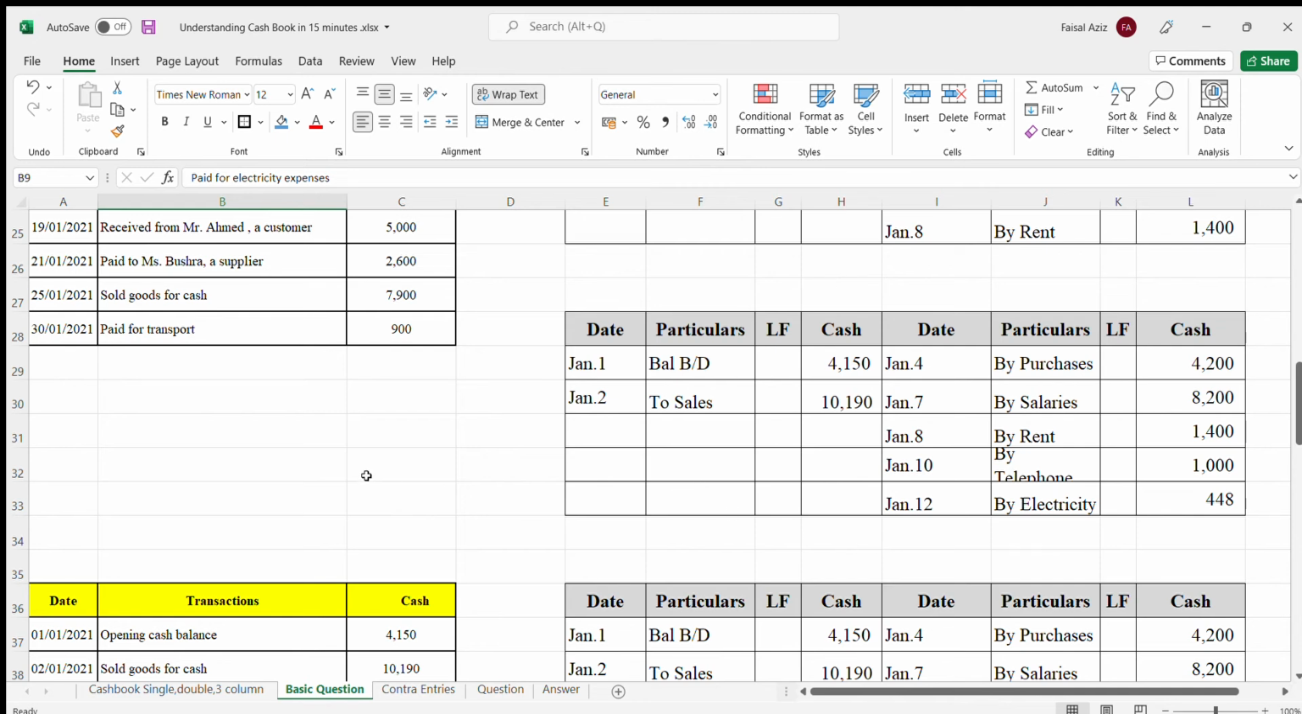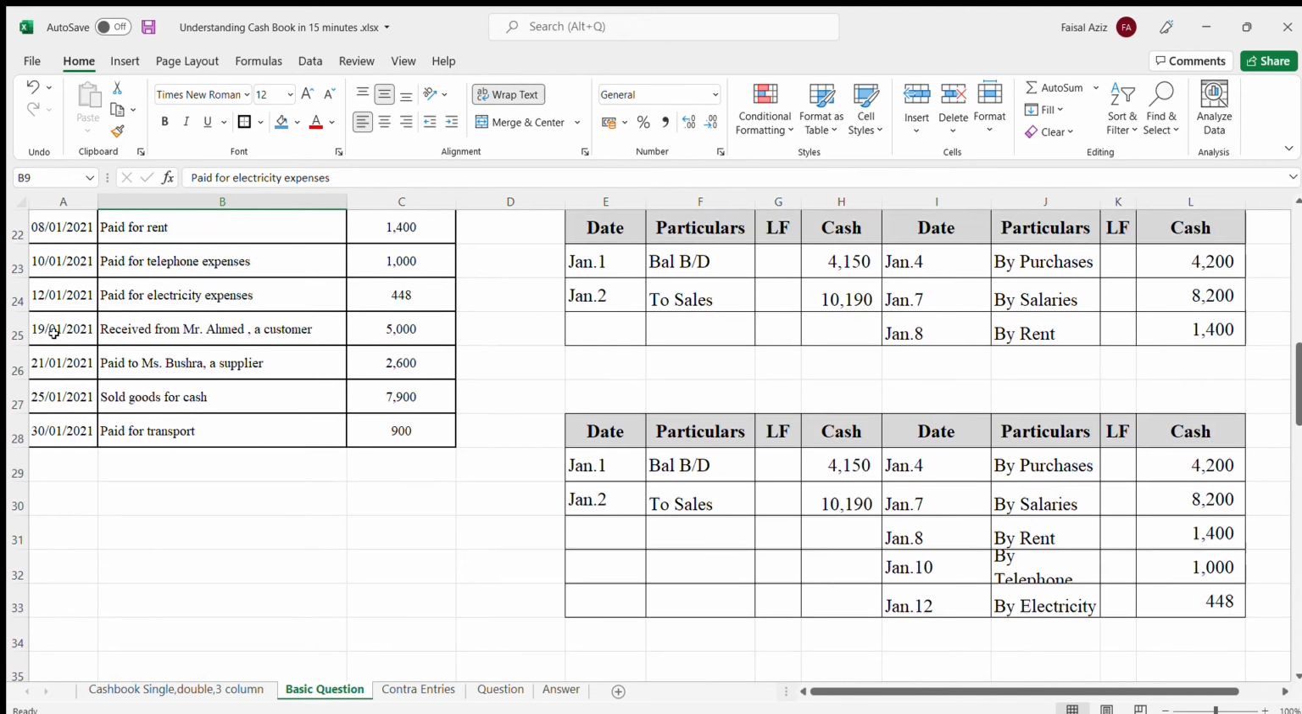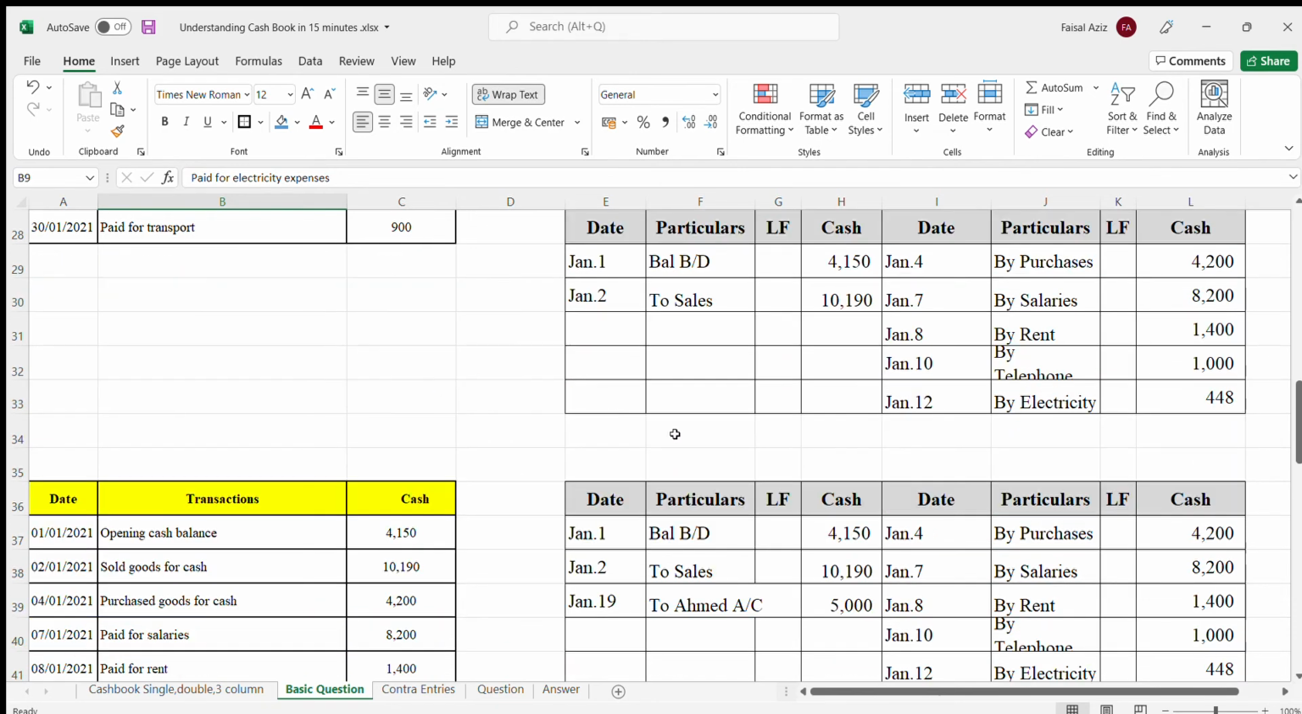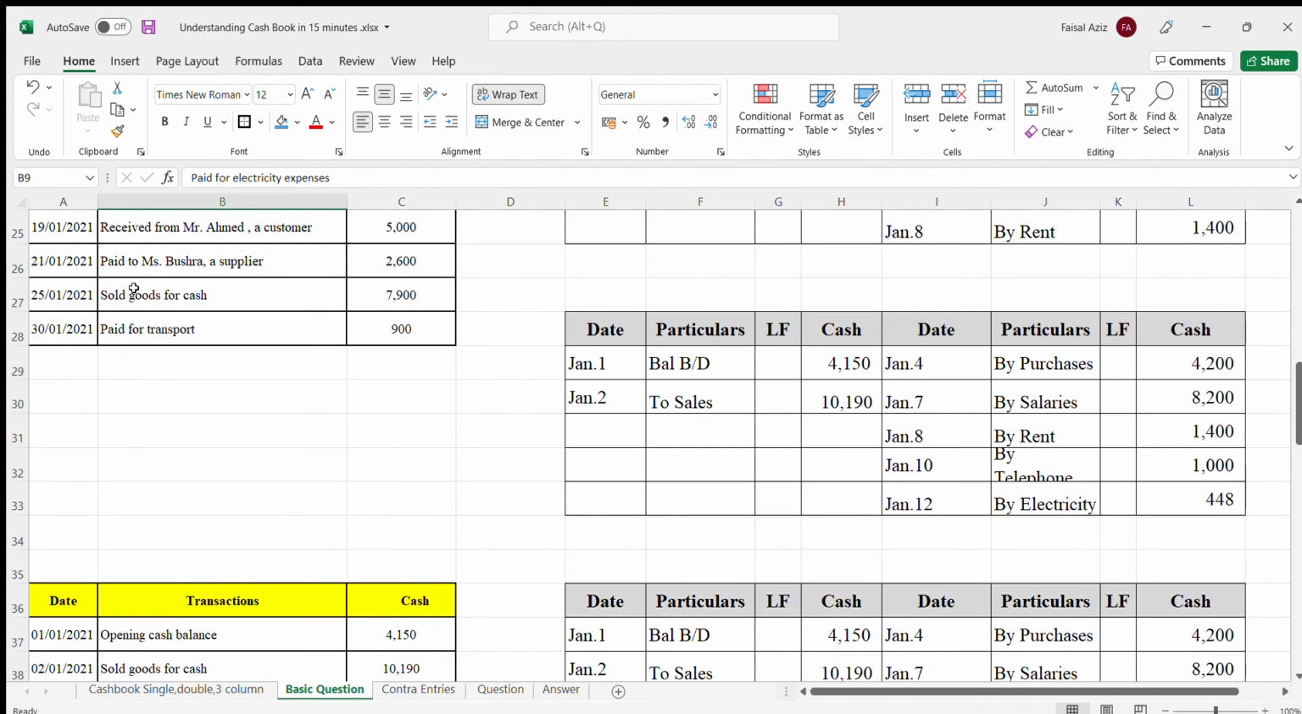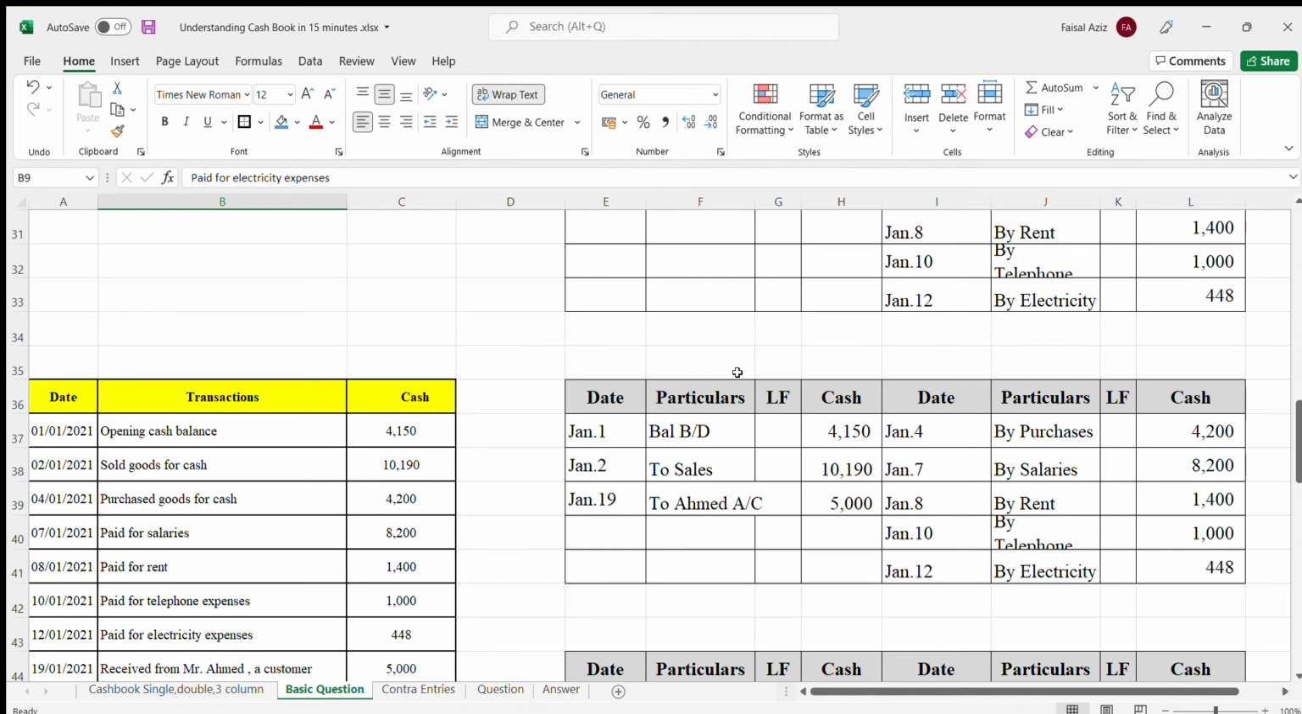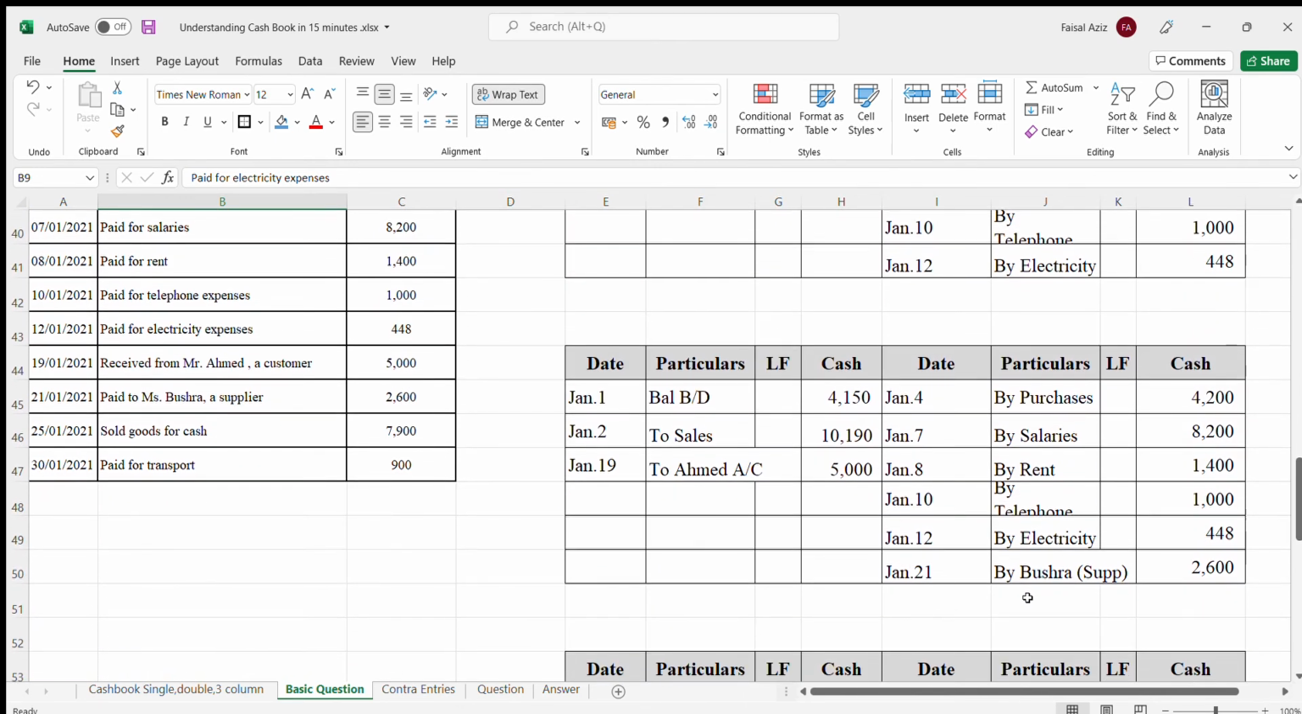The next transaction we have on 19th, received from Mr. Ahmed, a customer. So receive cash from Mr. Ahmed. So this will be the inflow of cash. So we will mention it over here, January 19 to Ahmed account 5,000. The next is on 21st of January paid to Miss Bushra. She happened to be a supplier 2,600. So we'll mention here, as you can see over here, by Bushra supplier 2,600.